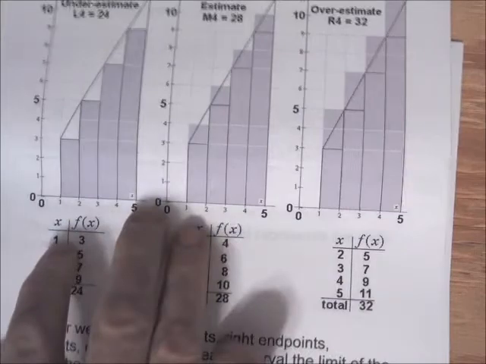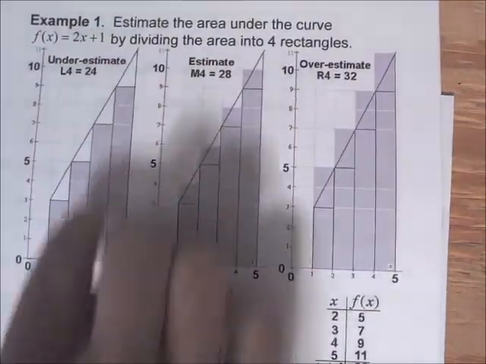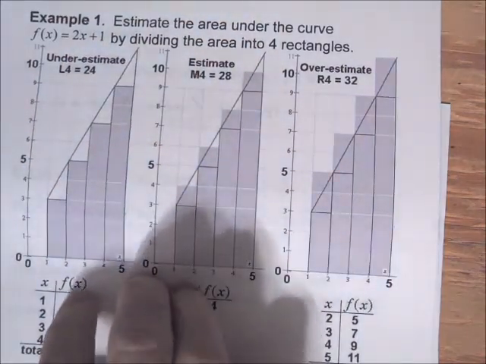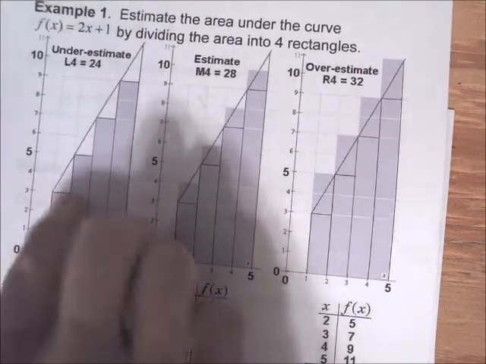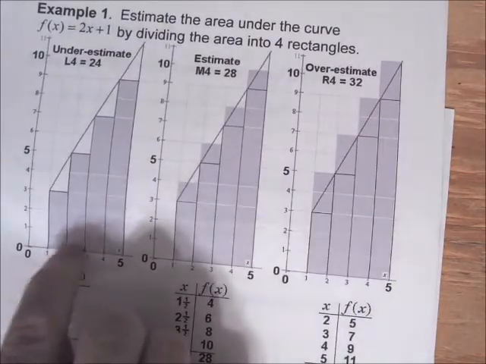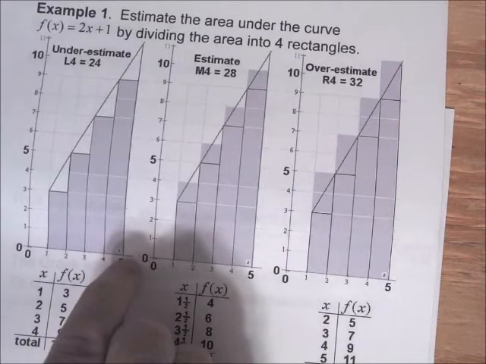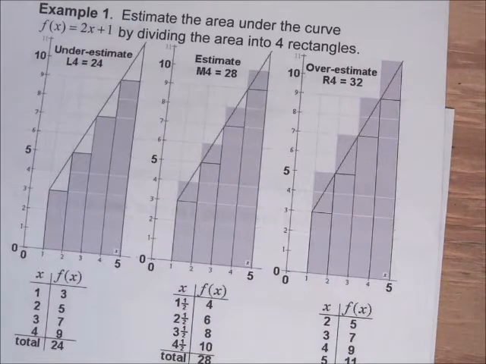f of 1, 2 times 1 plus 1 is 3, f of 2, 2 times 2 plus 1 is 5, and so forth. And the f of x is going to be the height of each of the rectangles, and the width is just going to be 1, because we divided the interval from 1 to 5 into 4 equal intervals, so each one will have length 1.